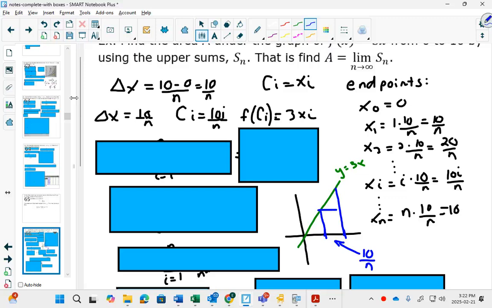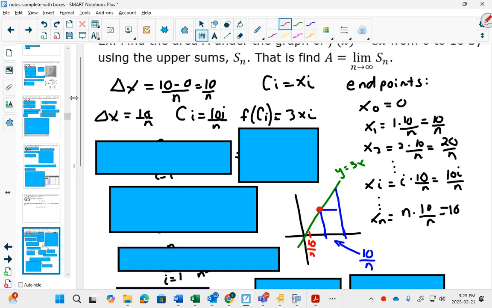If I wanted to use the lower sum, then my endpoint would be this one. So in this list of endpoints, you see that you're always choosing the left-hand side because it's increasing for the lower sums. So we start at 0. And then the very first one will be whatever 10 over n is, because that's the space.